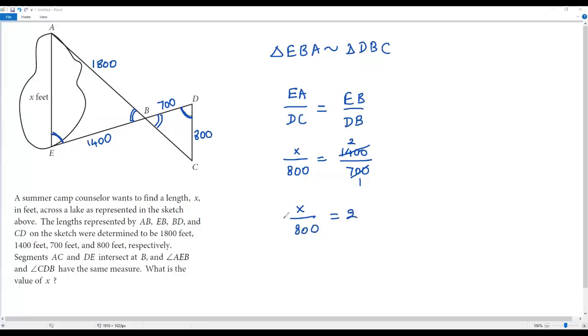Okay, to solve for x, we have to multiply both sides by 800 to get rid of the denominator over here. So this 800 will cancel out. I get x equals 2 times 800, which is 1600. I got the value of x, that is 1600.